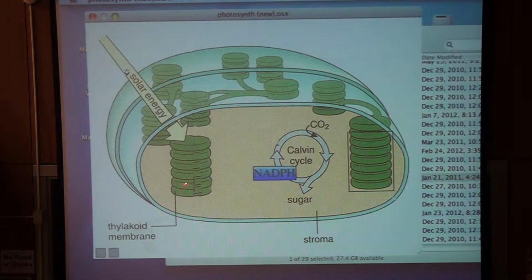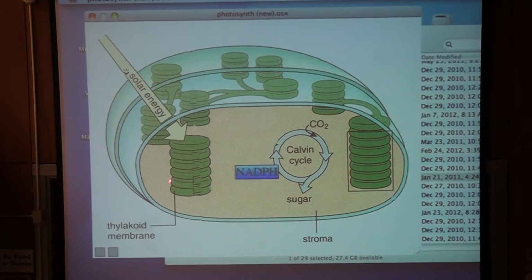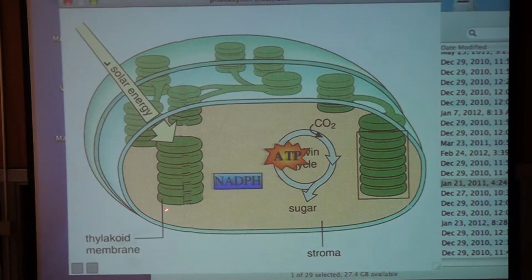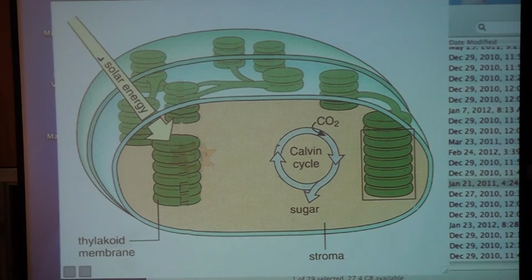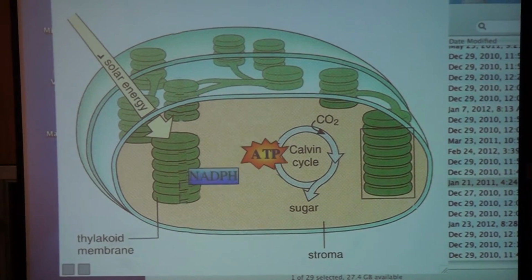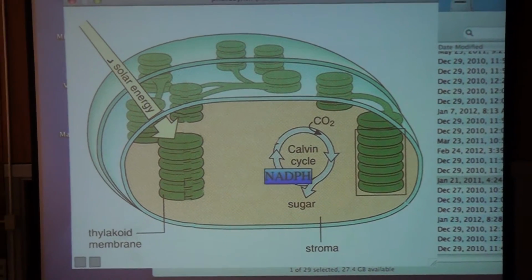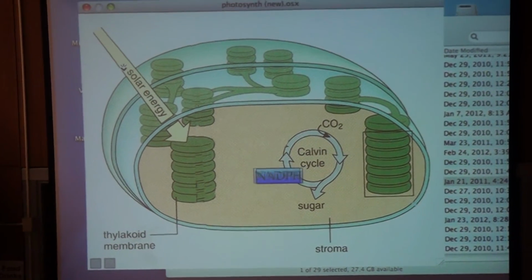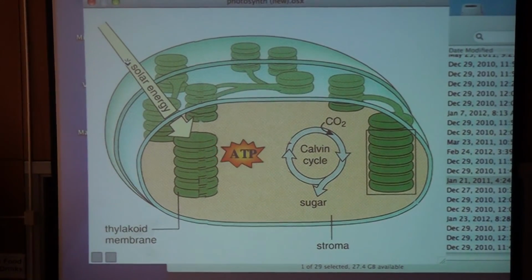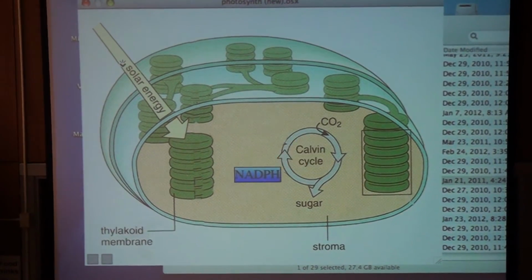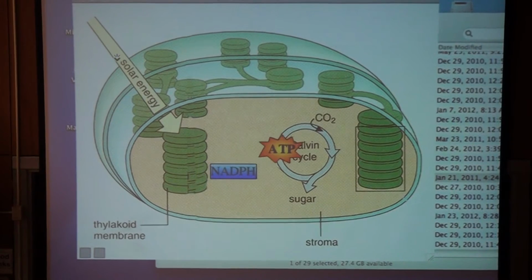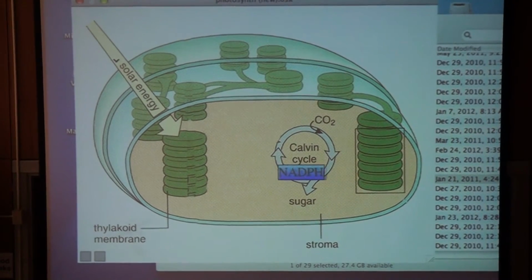Okay, so photosynthesis is actually a two-step process. The first process is the one you're seeing going on right here. Sunlight shines on the thylakoid membranes, and using the energy of sunlight, the thylakoid membrane is able to produce some high energy molecules, ATP and NADPH. In other words, the energy in the sunlight is changed into chemical energy, ATP molecules and NADPH molecules.